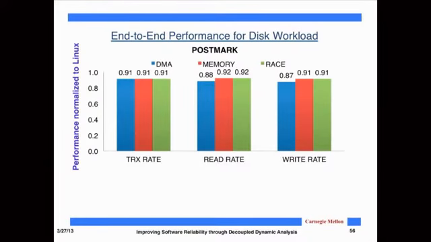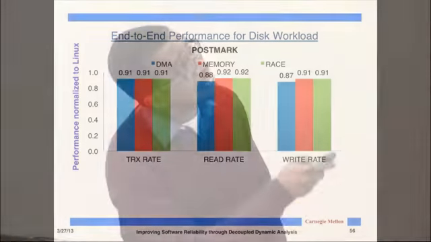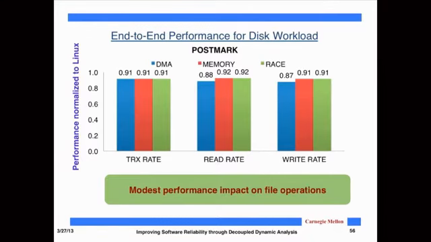So this is what the end-to-end performance looks like. Here I'm reporting the performance normalized to Linux. This is for the disk workload using the Postmark benchmark, which tests different kinds of file operations. Here I'm reporting the transaction rate, the read rates, and the write rates. And here we see the performance is not so bad in some cases. In a lot of cases, we have less than 10% impact, although there are 1 or 2 where we have 12 to 13%. Unfortunately, this is not quantified here. I have some backup slides that I can get into.